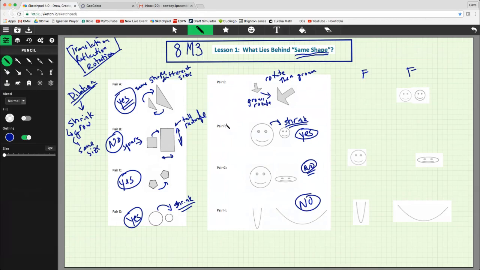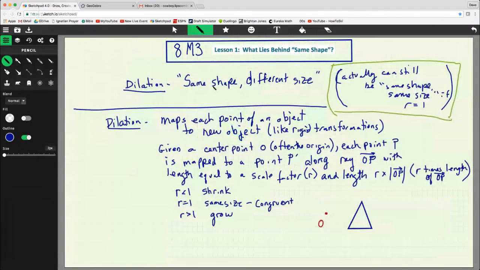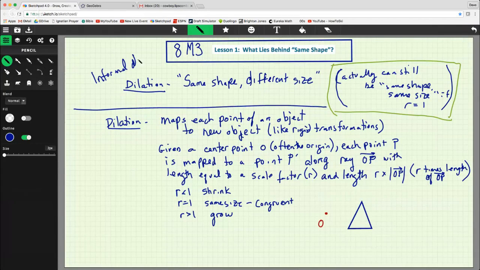This is just a general feel, getting an intuition about what is a dilation and what is not. So let's move on and start to talk about a more formal definition of a dilation. So here's our informal definition. And it's same shape, different size.